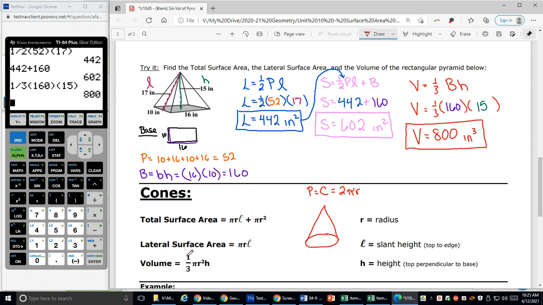Okay, and then when we look at volume, it was 1/3 the area of the base times the height, 1/3 the area of a circle, pi r squared, the area of the base, times the height. So the cone formulas are derived from the pyramid formulas where the base is a circle.